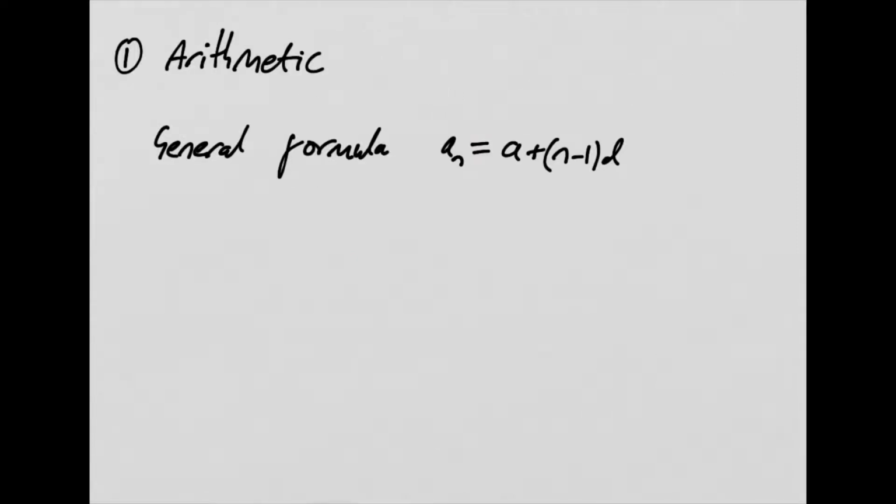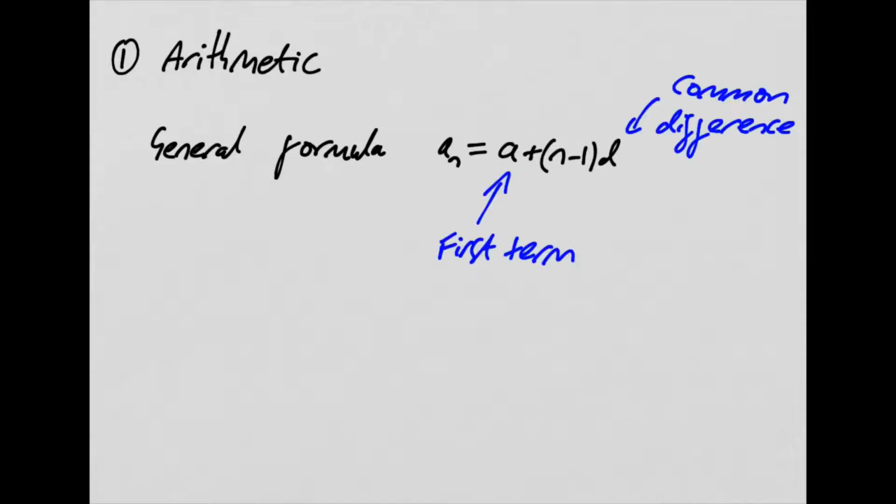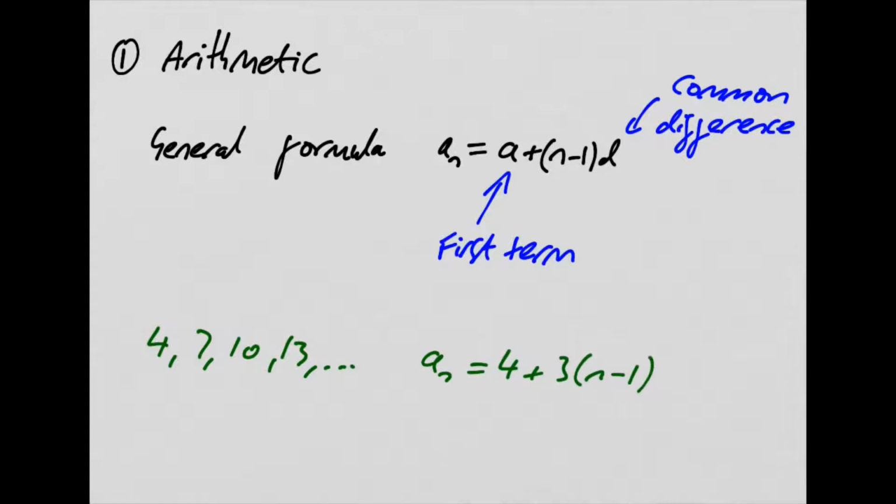The first is arithmetic. These have a general formula of a_n is equal to a plus (n minus 1) times d, where a is the first term and d is the common difference. This means these sequences all have a common difference between the terms. For example, if we looked at the sequence 4, 7, 10, 13, this will have a general formula of 4 plus 3 lots of (n minus 1).